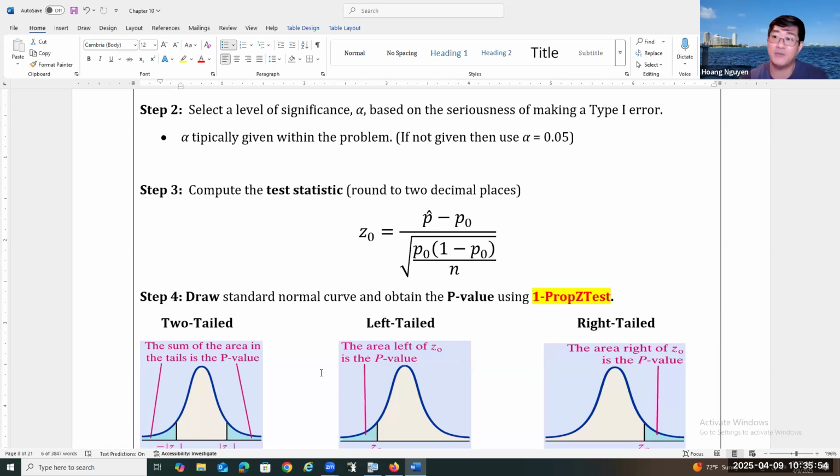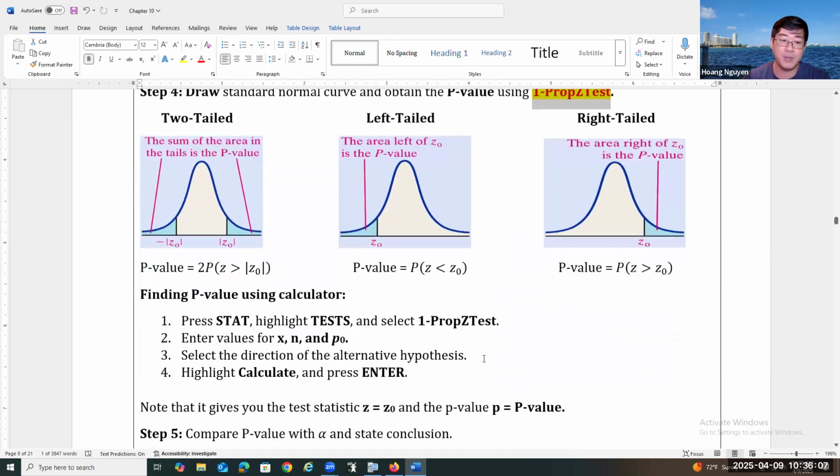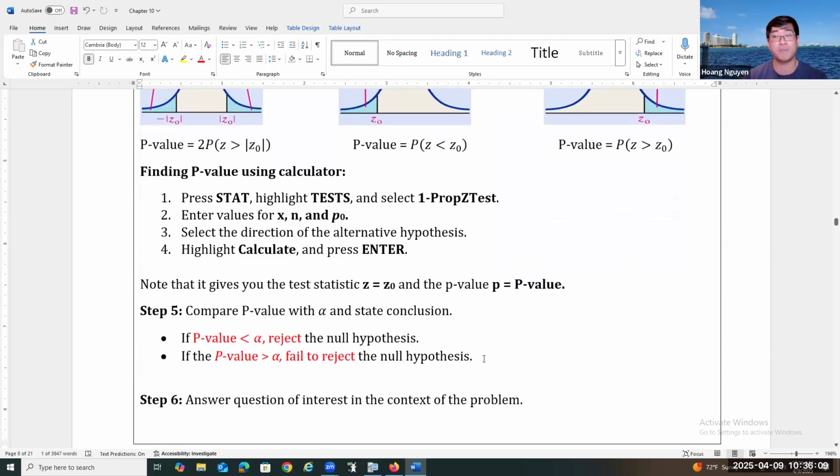Step number 4, based on the distribution we calculate the p-value, or you can use the shortcut to calculate the probabilities or the p-value. Step number 5, we compare the p-value and alpha to get the conclusion. If the p-value is less than alpha, we reject the null hypothesis. If the p-value is more than alpha, we fail to reject the null hypothesis. Then we go to step number 6 to answer the question of interest based on the context of the problem, which is there is sufficient or insufficient evidence.